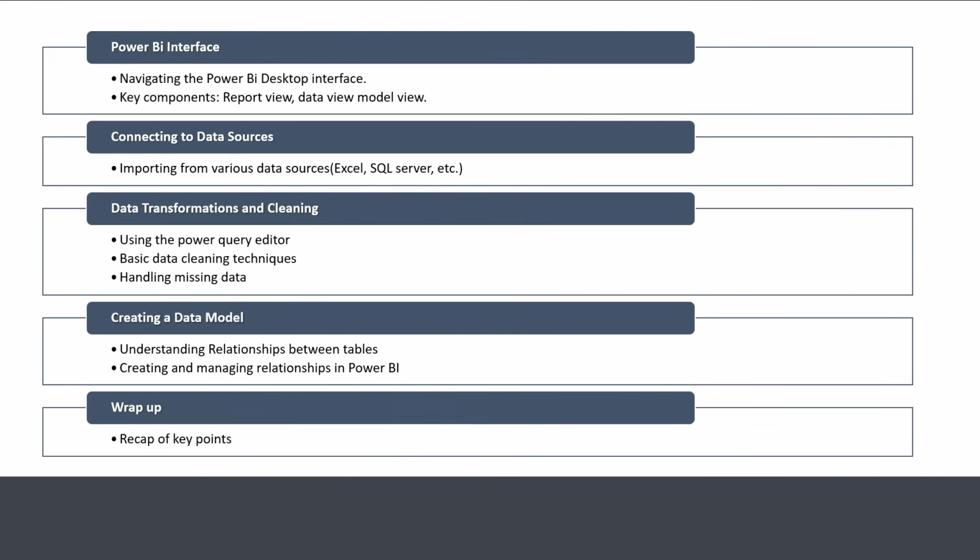To wrap up part 1 of our 3-part series, we've covered the Power BI interface, and we've learned about the key components. We've learned about connecting to various data sources and how to transform and clean data using the Power Query Editor. Last, we went over and created a data model, understood the relationships between the tables, created and managed additional relationships between the tables by putting together a calendar and marking it as the calendar.